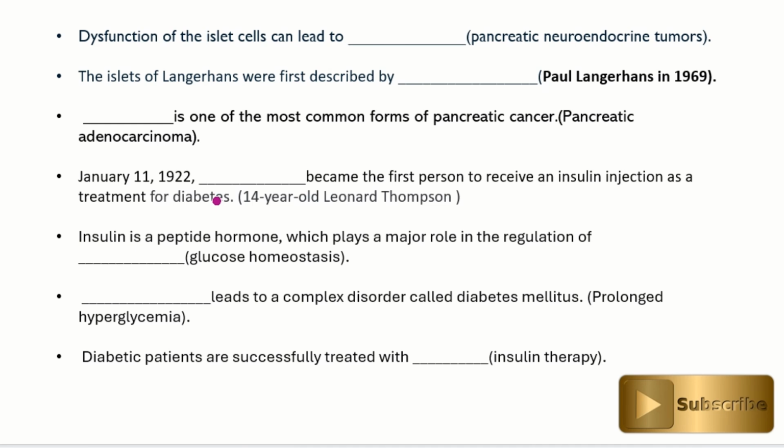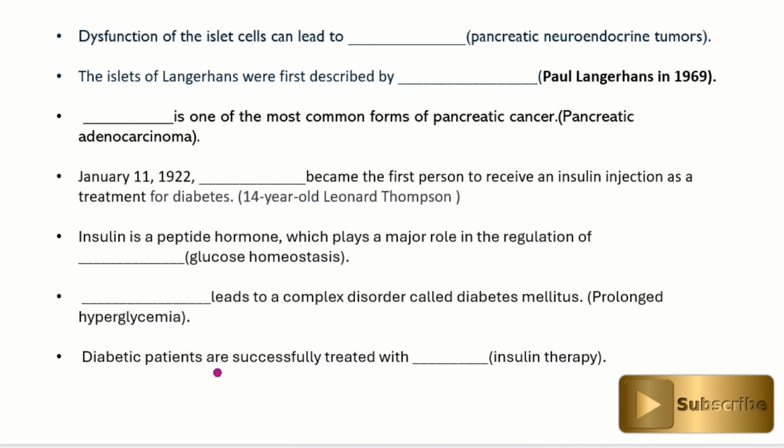Yes, nearly 15 members have answered. Yeah, 16, 17. Very good. It is 14-year-old Leonard Thompson. Next question: insulin is a peptide hormone which plays a major role in the regulation of glucose homeostasis. See the next one. Dash leads to a complex disorder called diabetes mellitus. It is prolonged hyperglycemia. Only 3 answered. Prolonged hyperglycemia. Okay, keep a note.